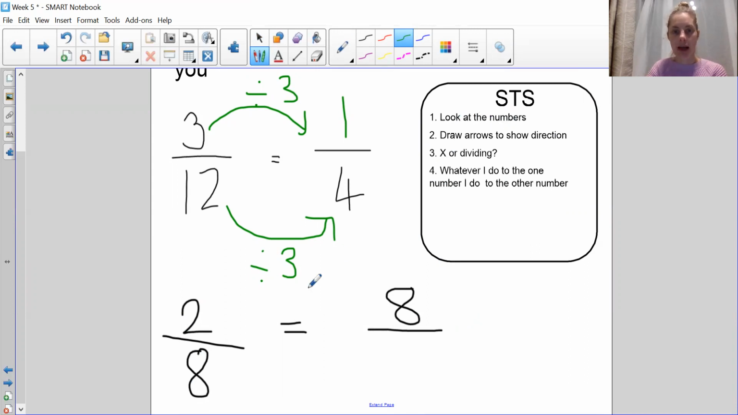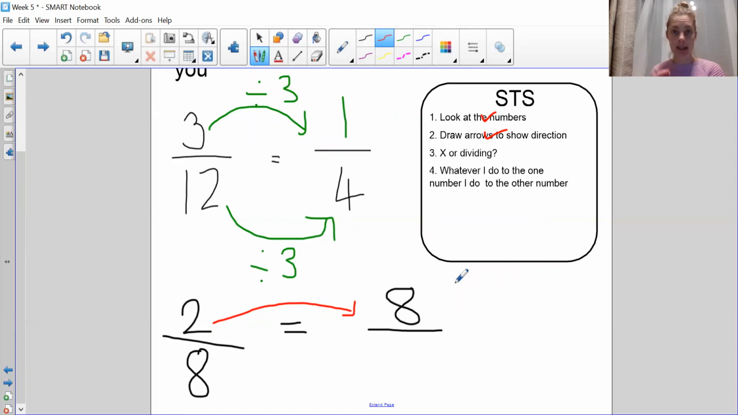Right, so we're first going to look at the numbers and decide which ones we are going to choose. I've got 2 and I've got 8, and I've got 8 and I've got nothing. So I'm going to go from 2 to 8. I'm going to draw my arrows to show my direction, and let me use a different color here so that we're not doubling up and you can clearly see. I've looked at the numbers and I've drawn my arrows.